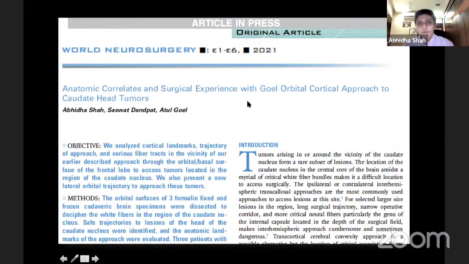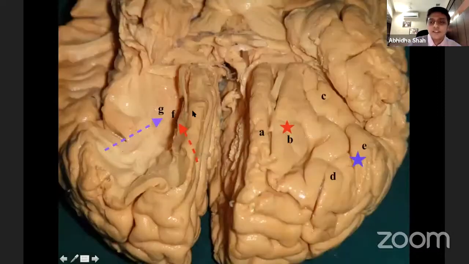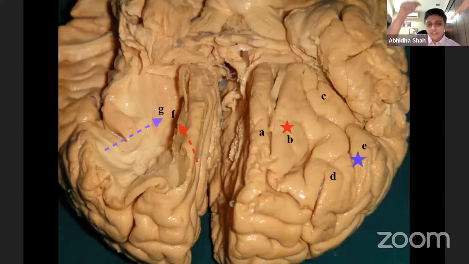Now recently we have come up with this new publication where we devised two trajectories to reach the caudate head. And it is the shortest and the safest trajectory to reach the caudate head in this region. Otherwise, you have to come interhemispheric or contralateral interhemispheric, which gives a very long route. So these are two points.